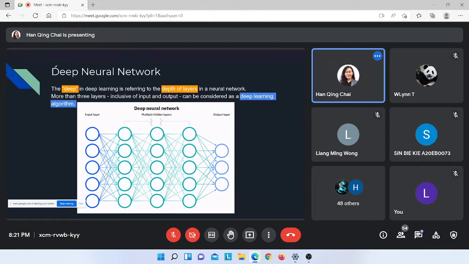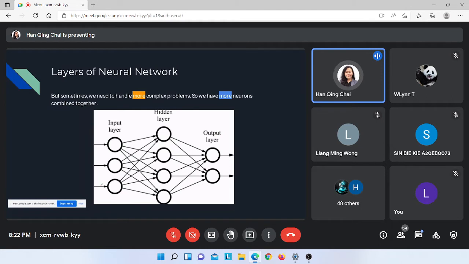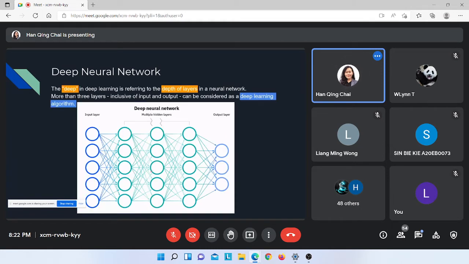So actually, the deep in deep learning means a deep neural network. Deep means a lot of layers in a neural network. Another thing you have to take note of is that if there are more than three layers, inclusive of the input and output, it's considered deep learning. So this one is also considered deep learning. Now imagine that single process from just now being repeated, and it comes up with what is called deep learning.